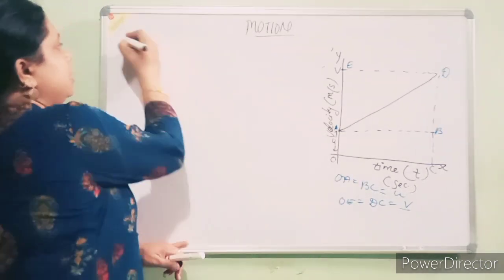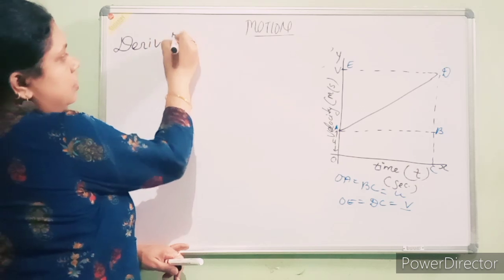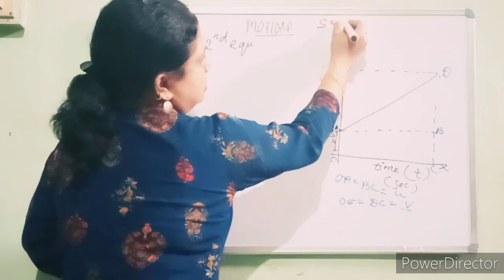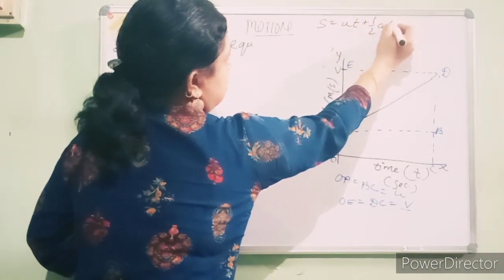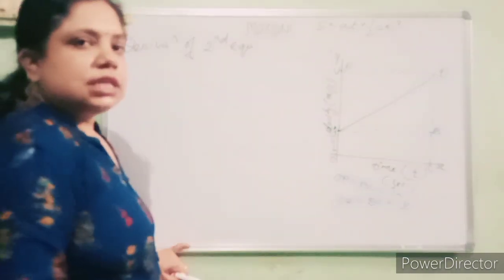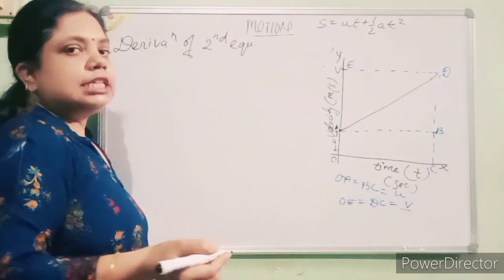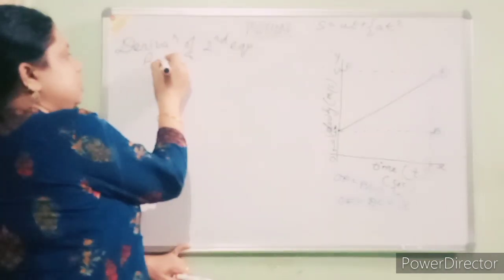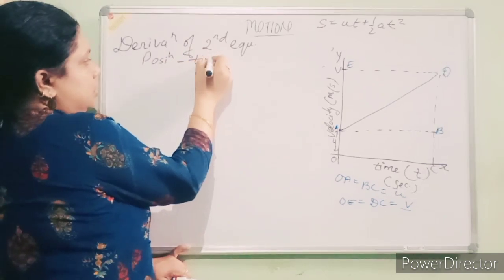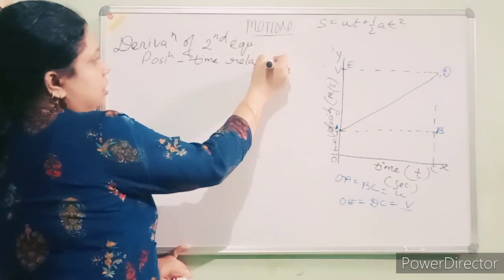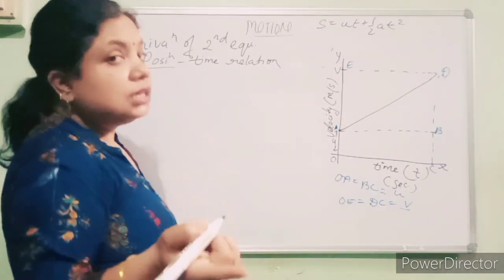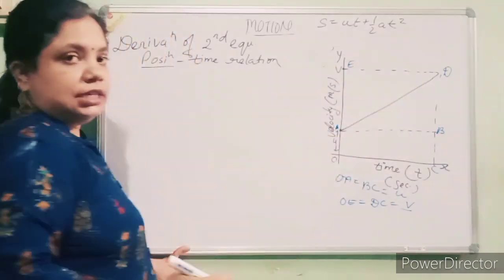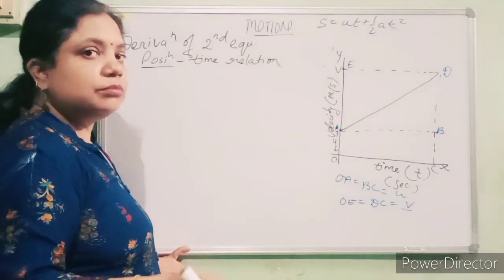Derivation of the second equation of motion. As we know, the second equation is S is equal to ut plus half at square. Students, the second equation of motion is the position-time relation. And position means the distance covered by the body or object. So through this graph we find the distance covered by the body.